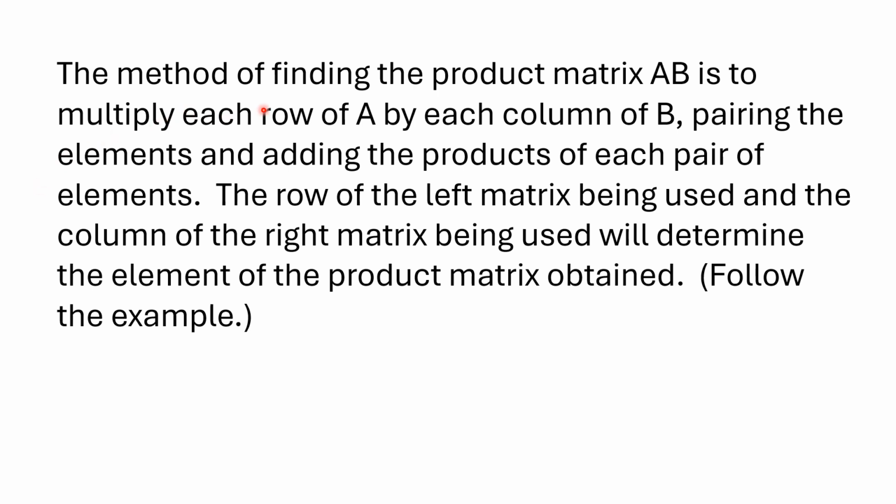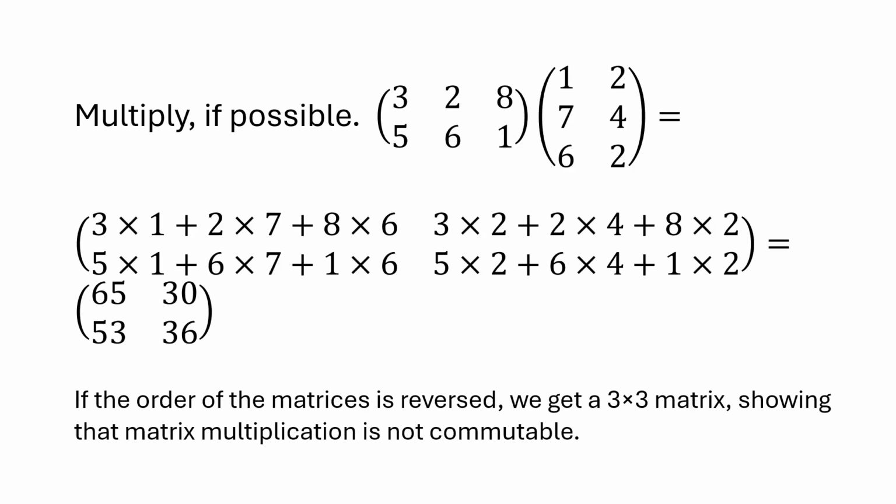The method of finding a product, AB, is to multiply each row of A by each column of B, pairing the elements and adding the products of each pair of elements. Now, what does that mean? I'll show you that with an example. The row of the left matrix being used and the column of the right matrix being used will determine the element of the product obtained. So follow the example, because that's the best way of seeing this.